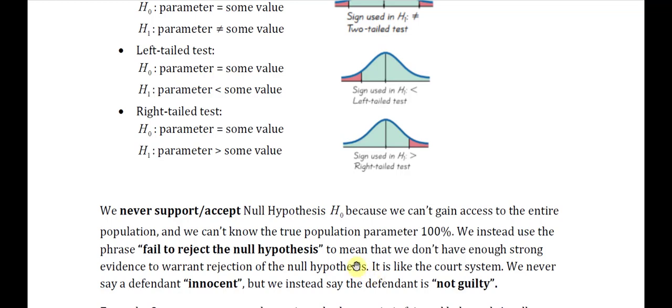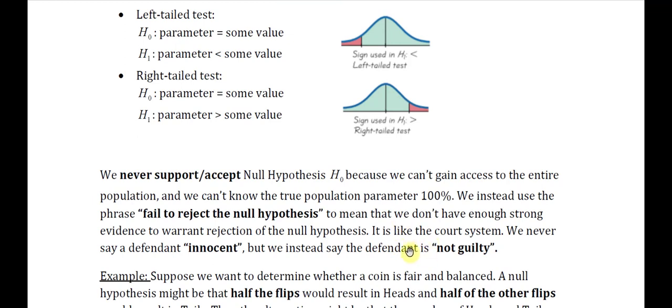Okay, and this is like the court system. We never say a defendant is innocent, but instead we say that they are not guilty. Not guilty means we don't have enough evidence to prove that they committed the crime. But at the same time, we cannot be sure that they are innocent because we just don't know everything completely. So the same thing applies to this scenario.